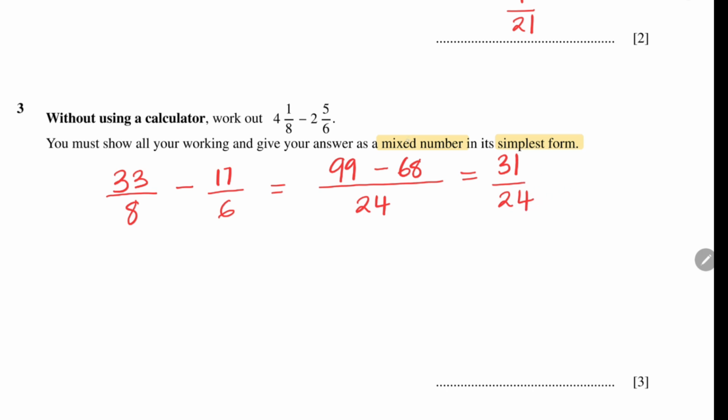But have we obeyed the second condition of it being a mixed number? No. So let's change this to a mixed number. 31 over 24 is an improper fraction. As a mixed number, 24 in 31 is 1, remaining what? 7 over 24. So our correct answer here is 1 whole number, 7 over 24.